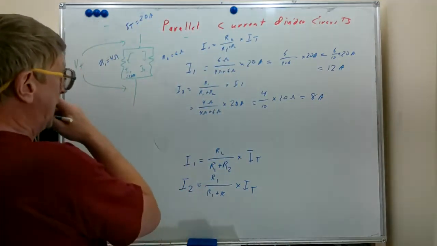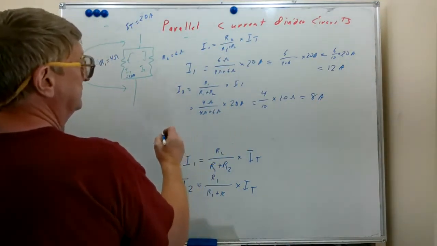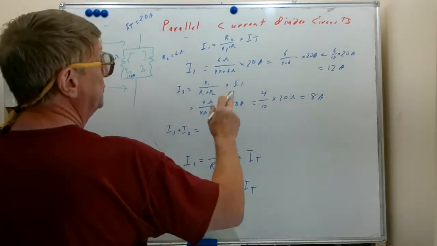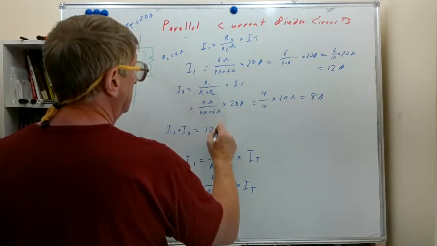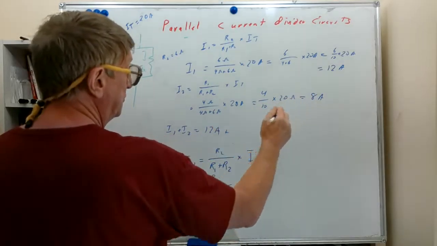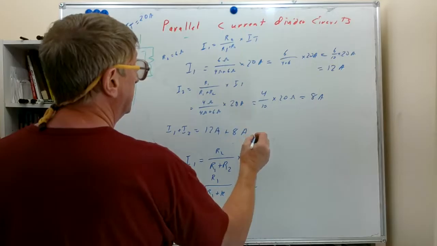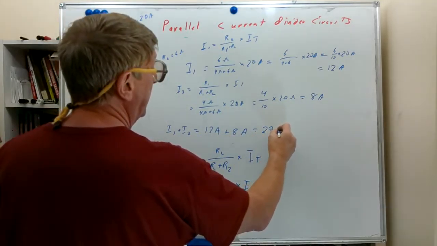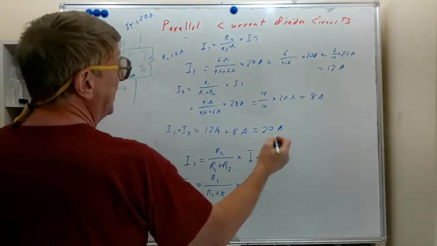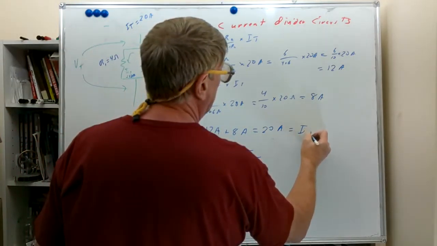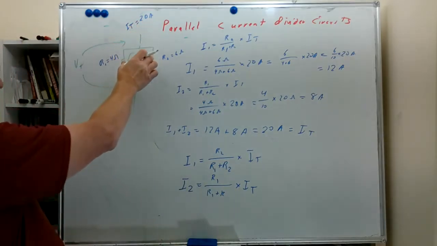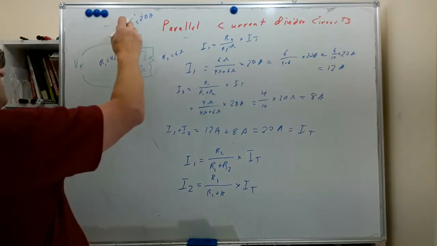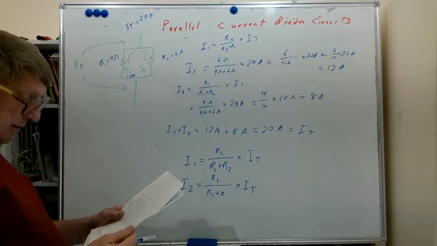And you will notice that I1 plus I2 is equal to I1, 12 amps, plus I2, which was 8 amps, and that's going to be equal to 20 amps. 8 plus 12 is 20, which is equal to IT. So once again, we see that the currents split up and they sum back together, but the sum of the current in each branch is equal to the total applied current.